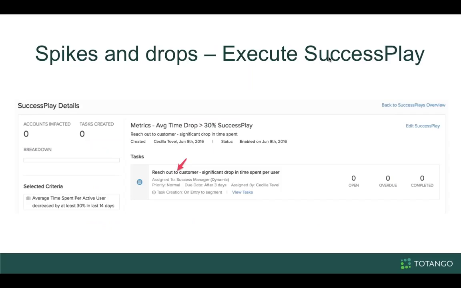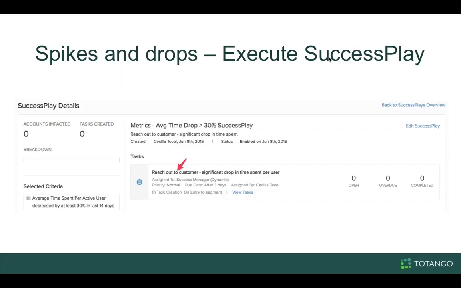So again, the SuccessPlay capability would allow us to actually build a process. So if our average time per user drops by over 30%, I want to specify the process for my CSM team to execute. So I'm defining it here, and I can say what the customer success manager needs to do. And I'm just telling them to reach out to the customer. There's a significant drop in the time spent per user.